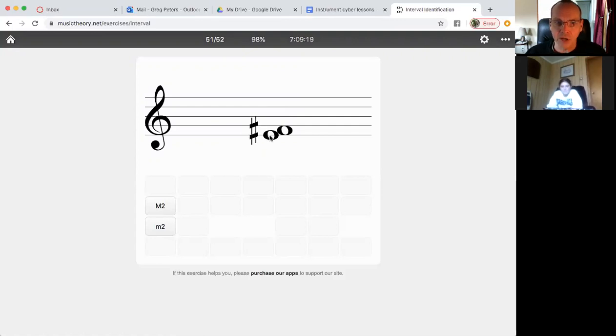What is this note? An E. And this note? An F. Good. Without that sign, what would that be? An E to an F. A half step. Correct. It's a half step.